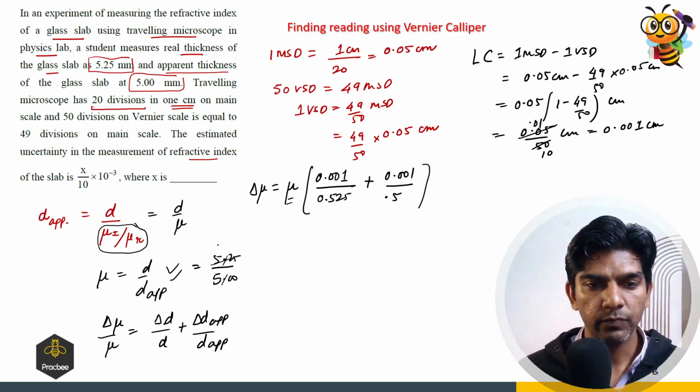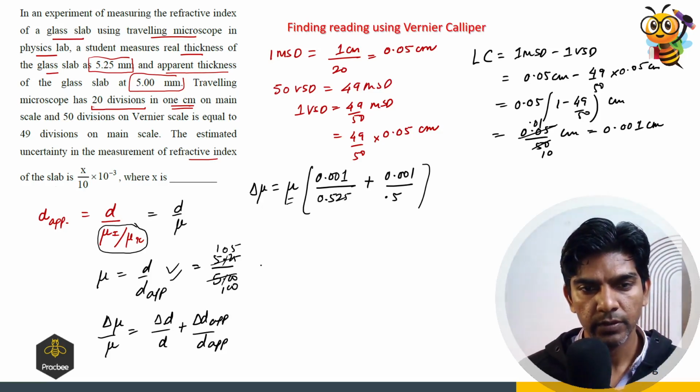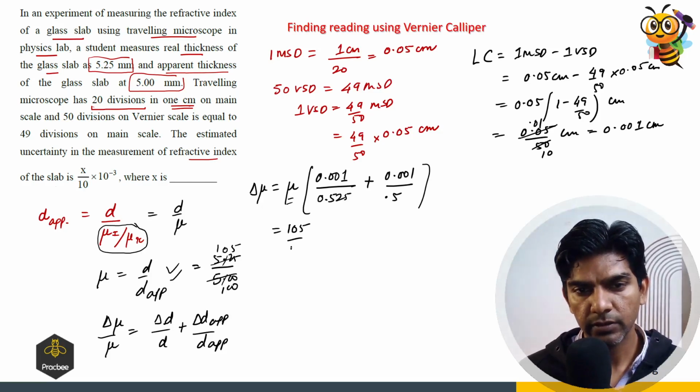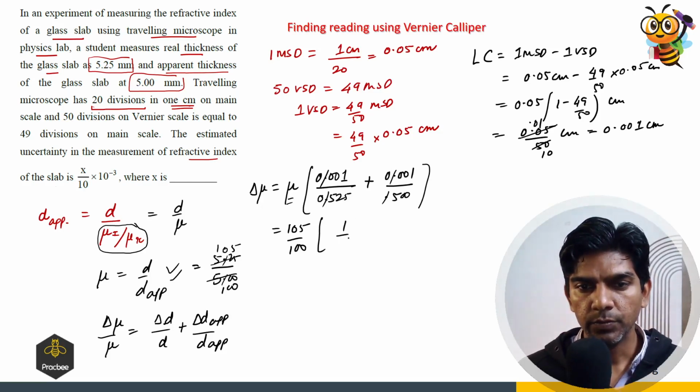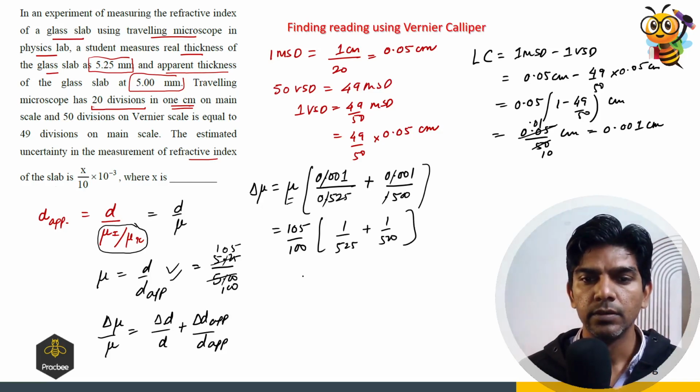So this will be 105 divided by 100. And we can take this, let us simplify this. So 1 upon 525 plus 1 upon 500. So we are getting this.